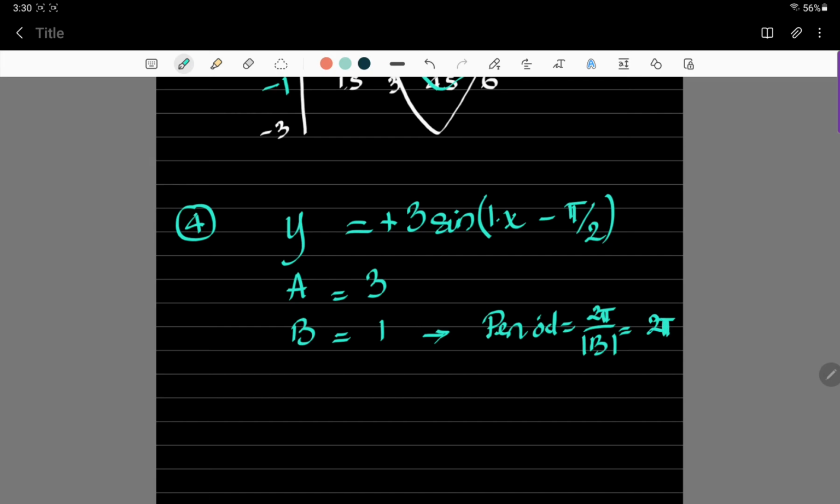Now, what is the C? The C is pi over 2. How do we know this? You just rearrange: x minus pi over 2 equals 0, and from there we know x equals pi over 2. That's a linear shift, so we know that we shift to the right, this pi over 2. Okay, now let's try it.